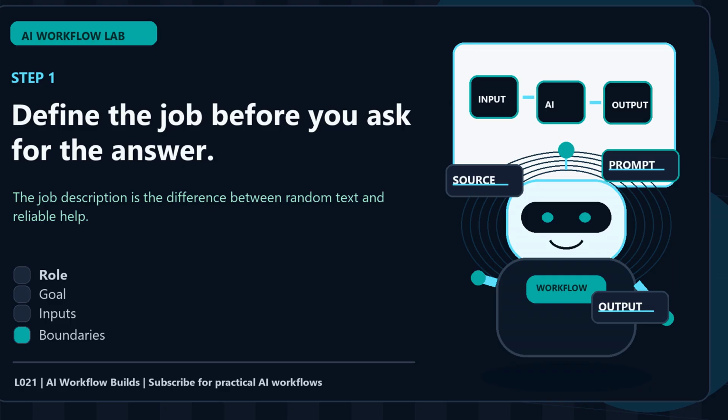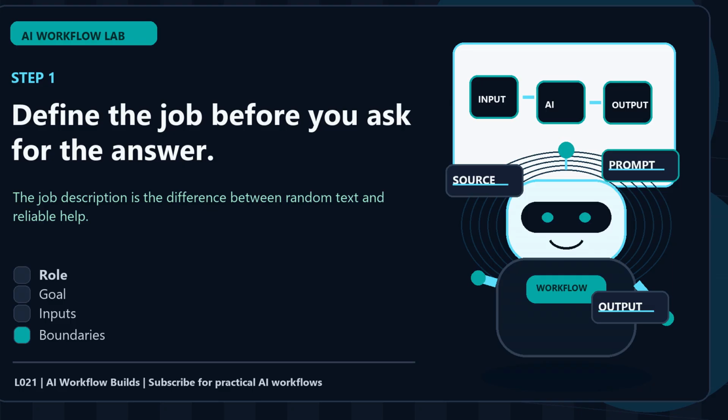Step 1 is the job description. Do not start with, "Help me with this." Start with the role, the goal, the available inputs, and the boundary. For this topic, the role is not general assistant. The role is workflow operator. The goal is, turn messy process notes into a reusable standard operating procedure. The available inputs might include notes, links, transcripts, tool lists, examples, deadlines, constraints, budget, and your preferred output format.